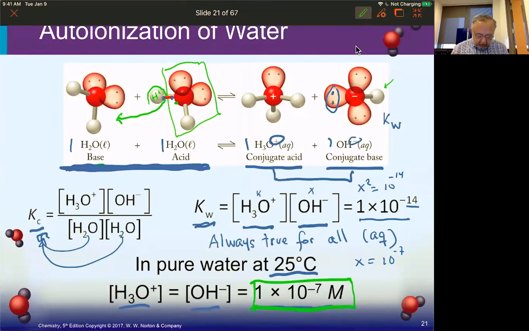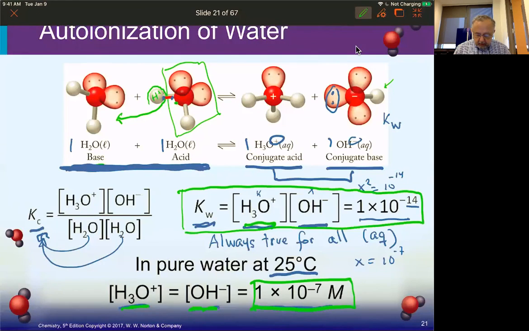Once you add an acid or a base, these concentrations are not going to be equal, because otherwise it would remain neutral. They don't remain neutral when you add an acid or a base to water, but this equilibrium will be obeyed, meaning that the concentration of hydronium ions times the concentration of hydroxide ions will always be 10 to the minus 14.